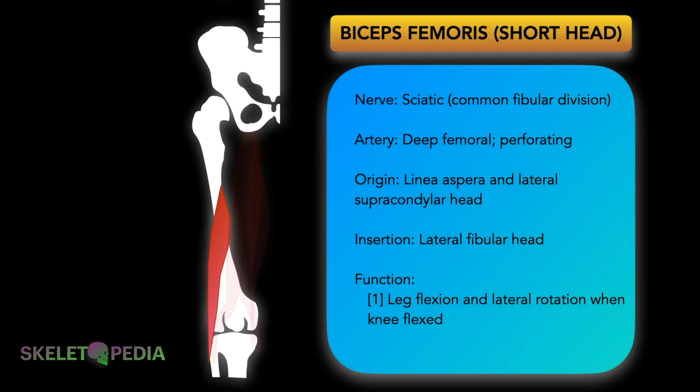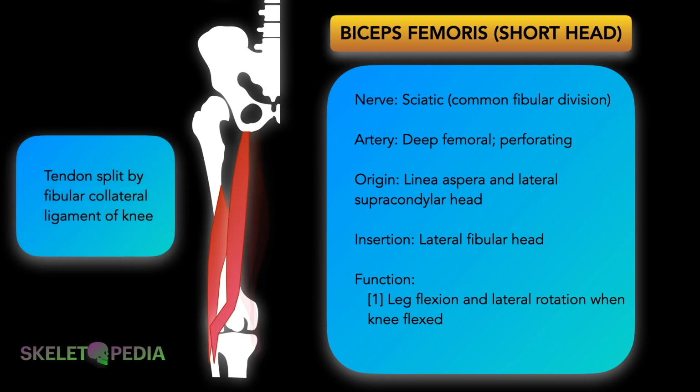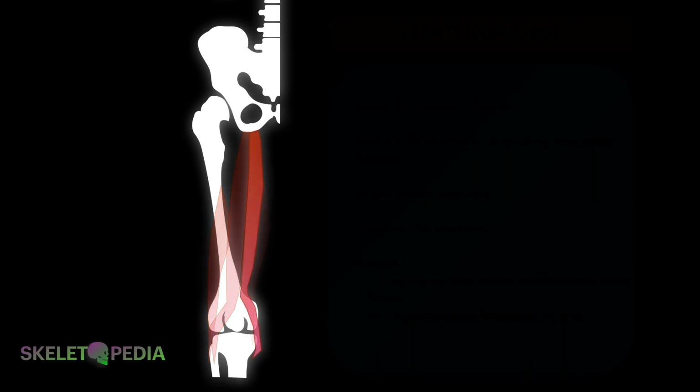The short head is deeper to this, and is instead innervated by the common fibular division of the sciatic nerve. It's supplied by perforators from the deep femoral artery, and it originates from the linea aspera and lateral supracondylar ridge. The short head inserts at the lateral fibular head, and similar to the long head, it also flexes and laterally rotates the leg when the knee is flexed, but it doesn't assist with thigh extension at the hip since it does not cross the hip joint. Of note, the biceps femoris tendon is split by the fibular collateral ligament of the knee.